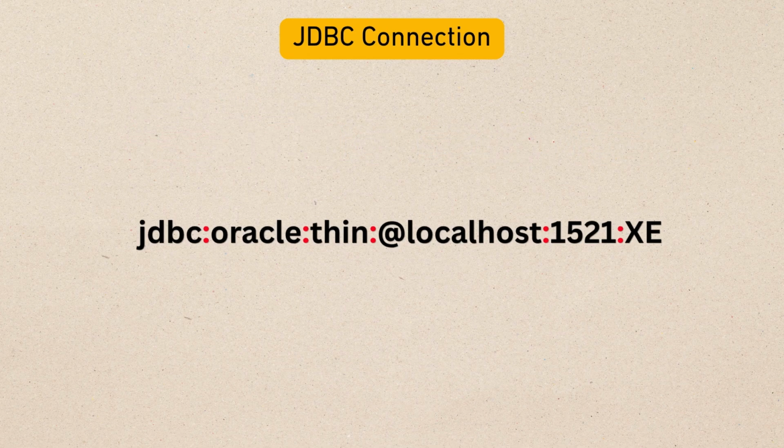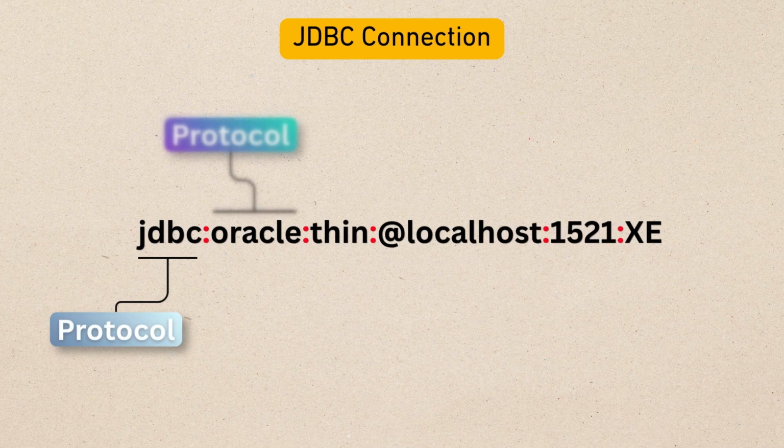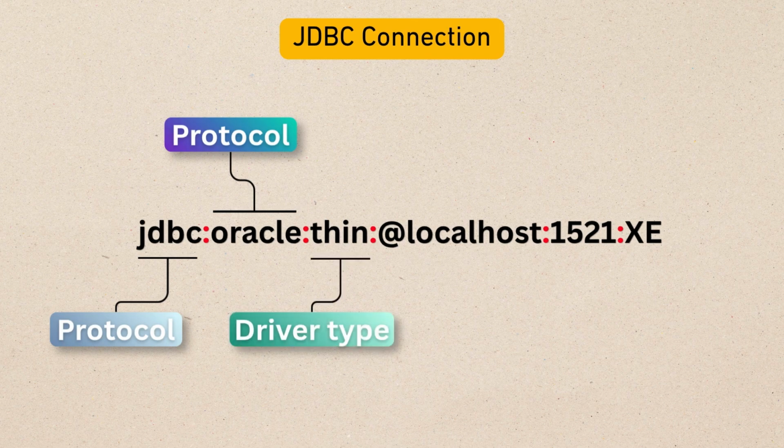JDBC indicates that we are using the JDBC protocol to establish the database connection. Oracle specifies the type of database we are trying to connect to. Thin represents the driver type used by Oracle. The thin driver is a pure Java driver that communicates directly with the database.